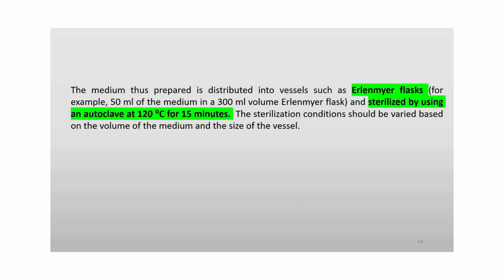The medium thus prepared is distributed into vessels such as Erlenmeyer flasks. For example, 50 ml of medium in a 300 ml volume Erlenmeyer flask. Erlenmeyer flasks are available in different volumes and sterilized by using an autoclave at 120 degrees centigrade for 15 minutes. The sterilization condition should be varied based on the volume of the medium and the size of the vessel.